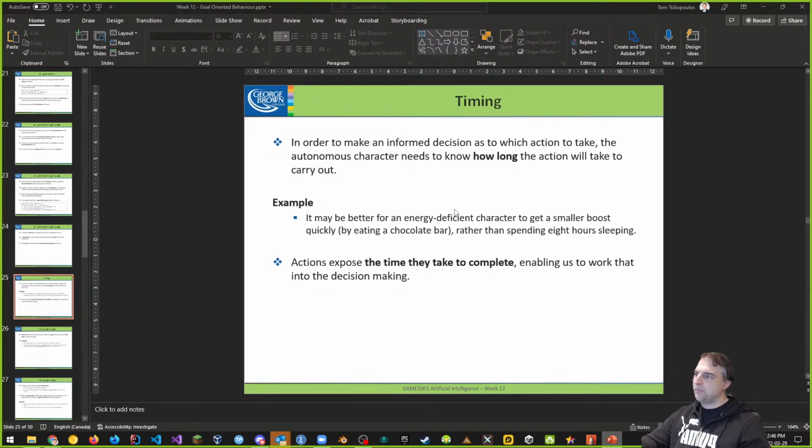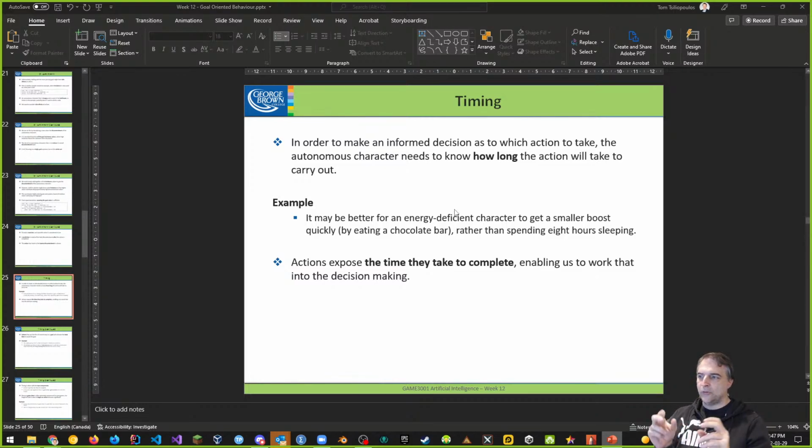So again, let's think about this informed decision idea behind this. In order to make an informed decision as to which action to take, the autonomous character needs to know how long the action will take to carry out. So again, for example, it might be better for an energy deficient character, someone who doesn't have a lot of food, to get a smaller boost quickly by eating a chocolate bar, rather than spending 8 hours sleeping, because they're energy deficient.